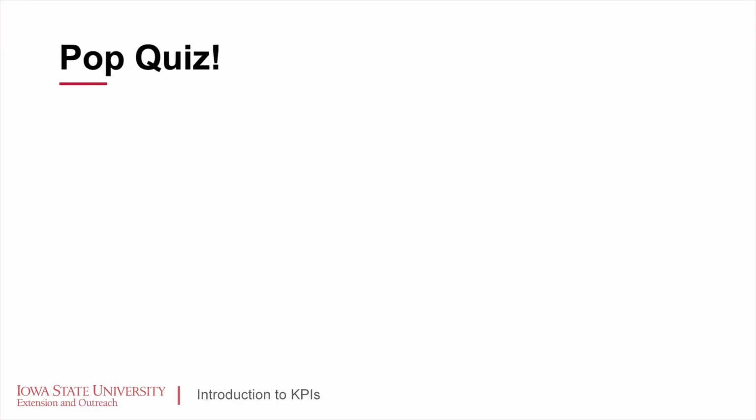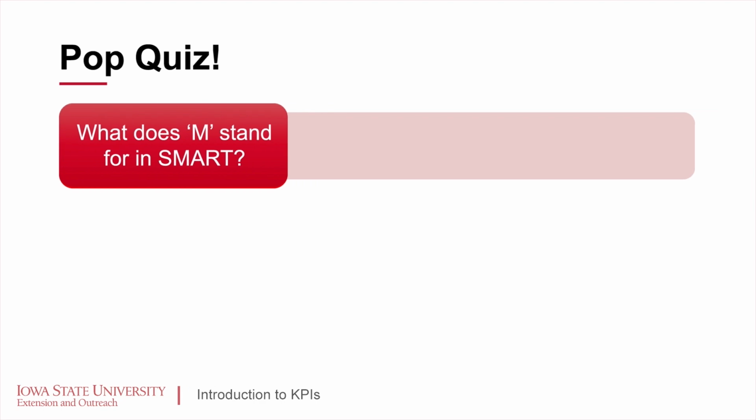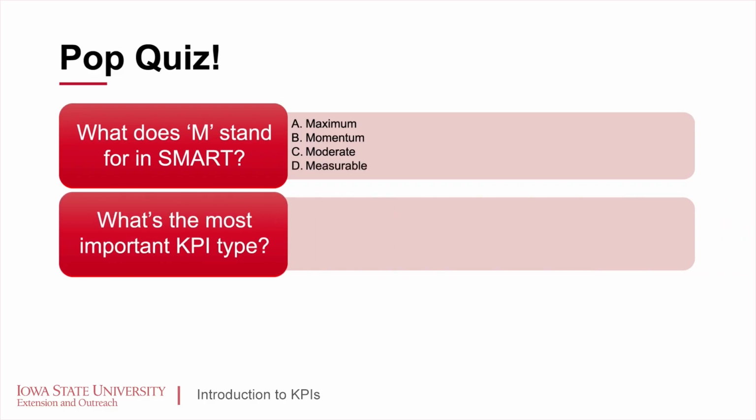Let's test your knowledge with a pop quiz. What does M stand for in SMART? Is it A, maximum, B, momentum, C, moderate, or D, measurable? What's the most important KPI? Is it A, financial, B, operational, C, customer, D, employee, or E, all of the above?